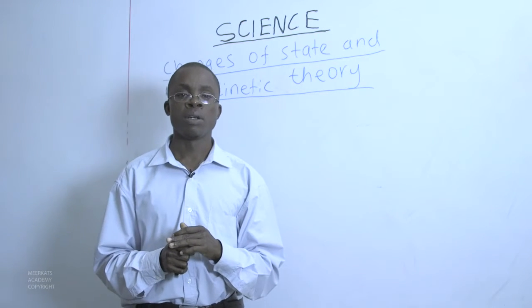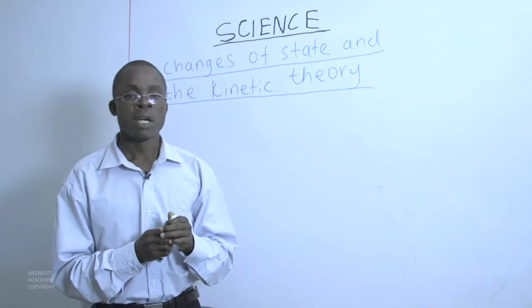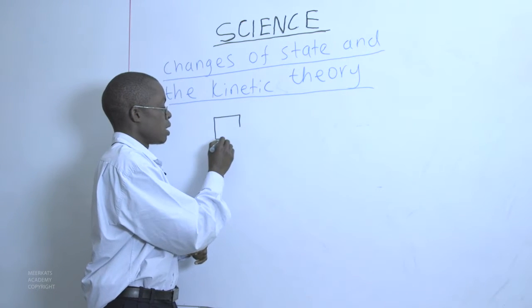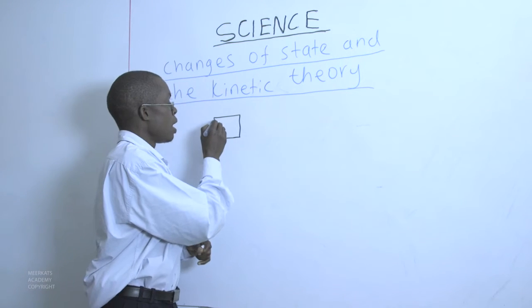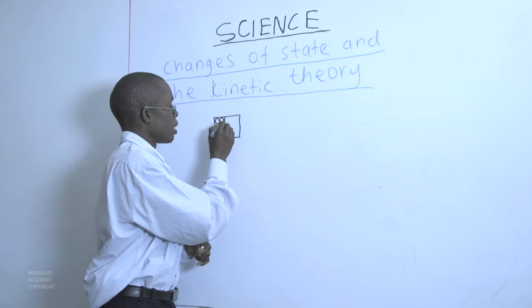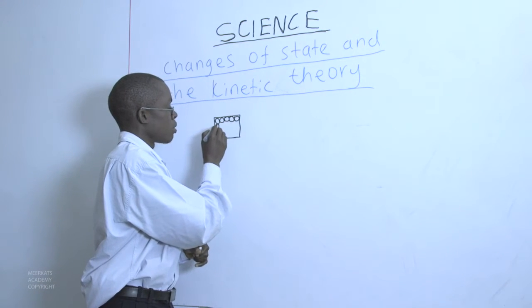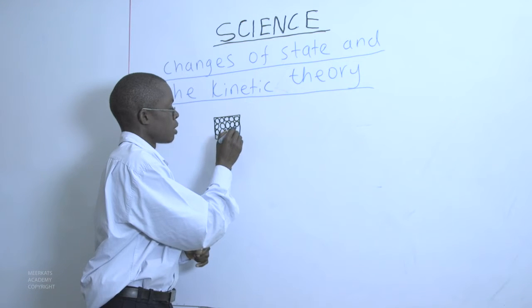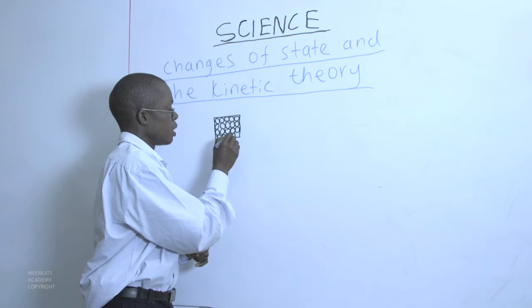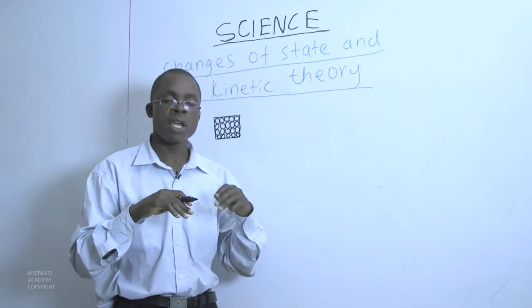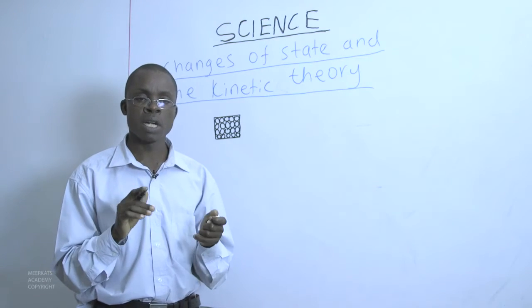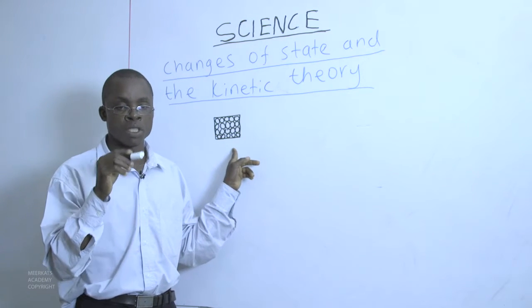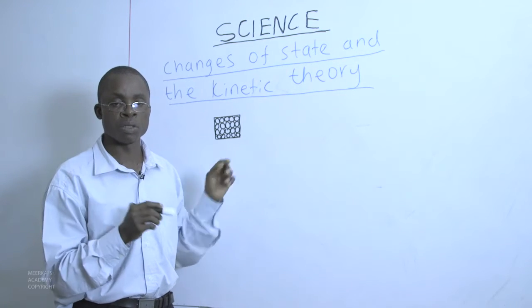Starting with the solids, we understand that solids as a state of matter have particles in them. And these particles in the solid state of matter are closely packed together. As they are closely packed together, they do not have any allowance of movement. So the only kind of movement particles in solid state can have is to vibrate at a fixed position.